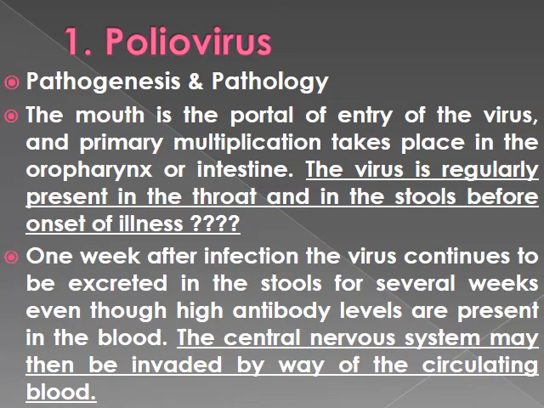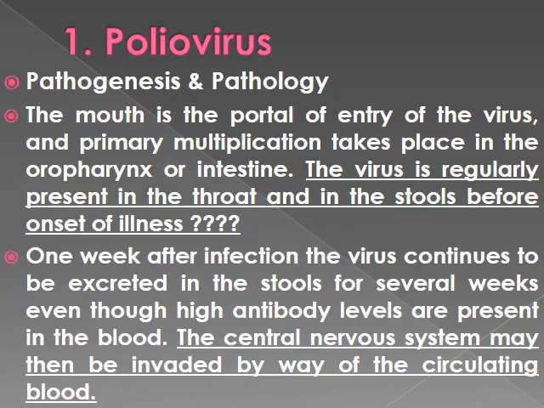Multiplication of the virus takes place in the oropharynx, then the intestine. The virus is regularly present in the throat and in the stool before the onset of illness. So, this is very important. It is one of the reasons why nowadays the preferred vaccine is oral polio vaccine, because it confers protection in the GIT and causes production of secretory IgA antibodies that give protection at the portal of entry.